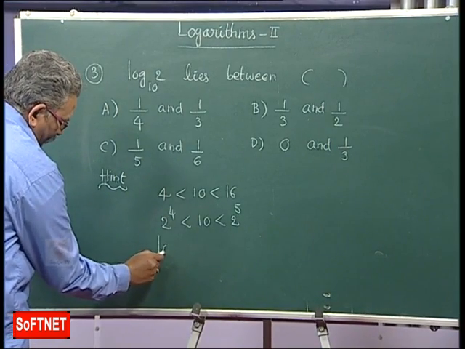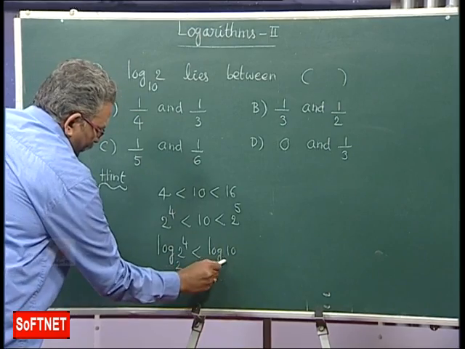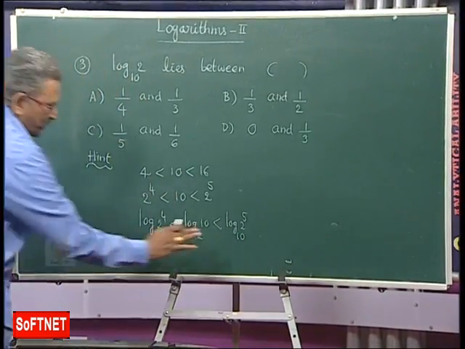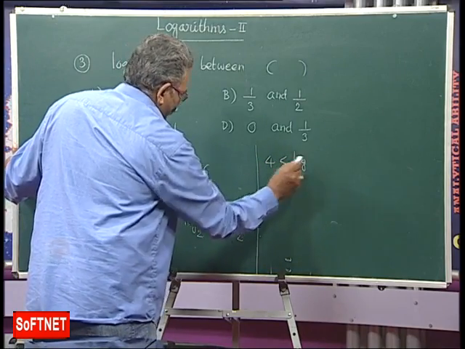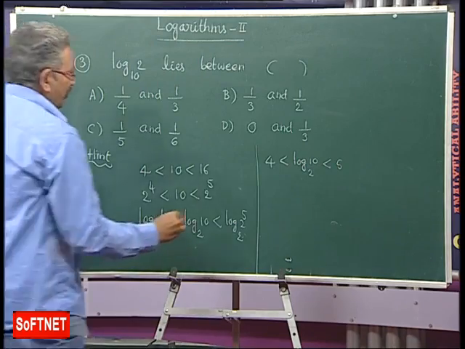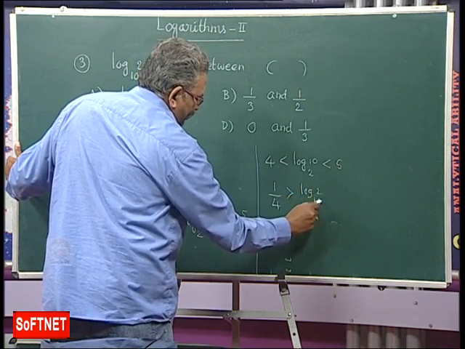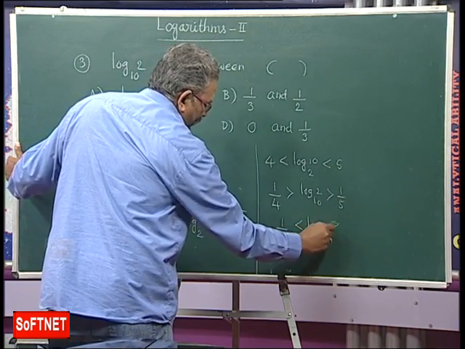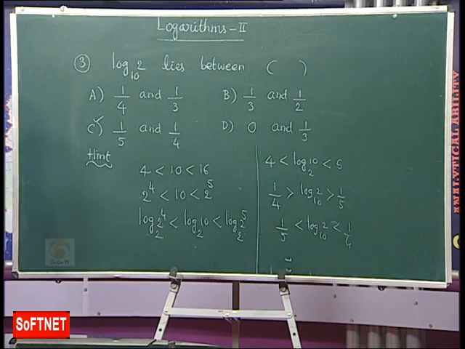Now, apply log for the base 2. 2 power 4 base 2 less than log 10 base 2 less than log 2 power 5 base 2. Now, what does it become? This is 4 less than log 10 base 2 less than 5. Let us write the reciprocals: 1 by 4 greater than, the reciprocal of this one becomes log 2 base 10 greater than 1 by 5. So, 1 by 5 less than log 2 base 10 less than 1 by 4. So, the options we have to change here. C will be the right option.